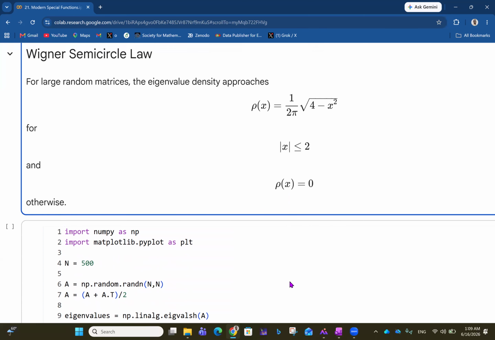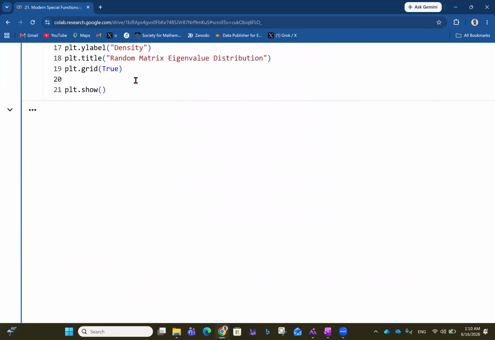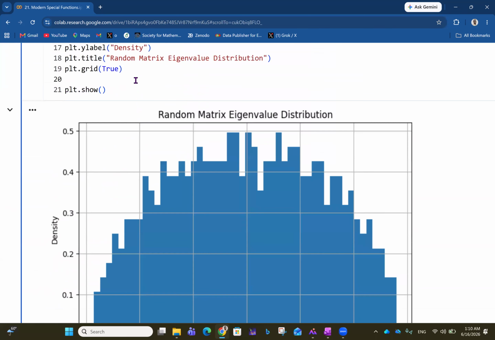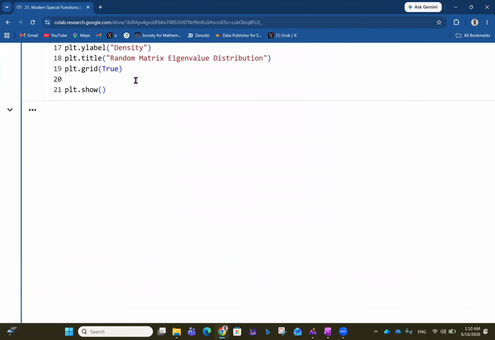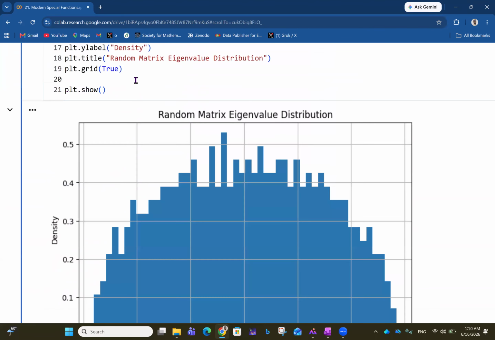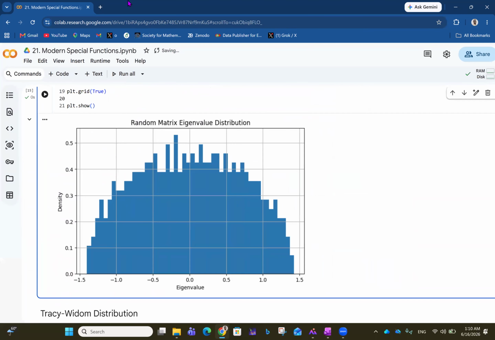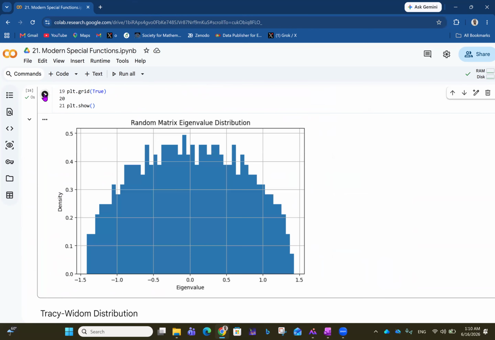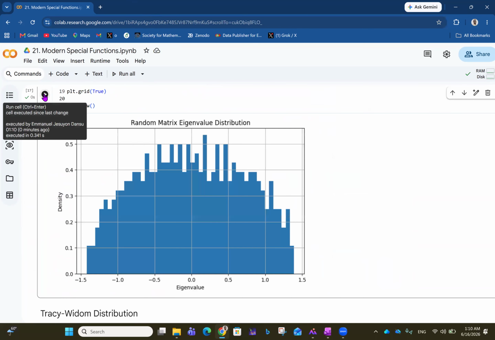So you have the eigenvalues. It is random. As you run it, it keeps changing shape because we are dealing with a random matrix eigenvalue distribution. It keeps changing like that.